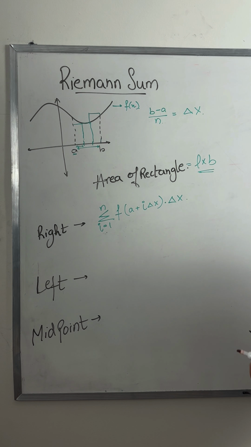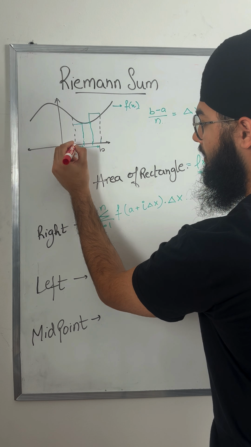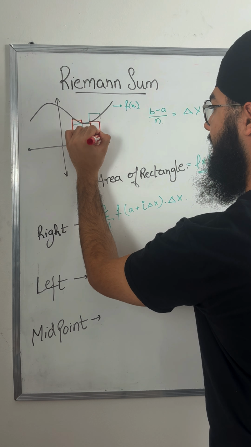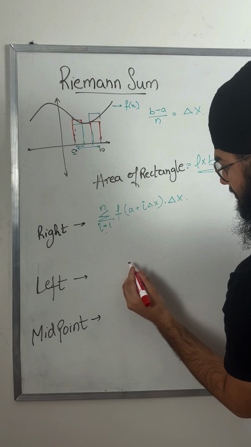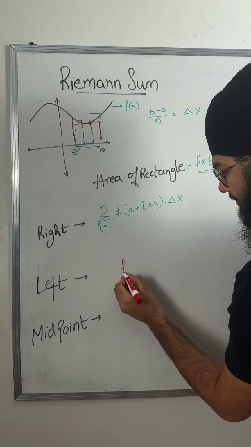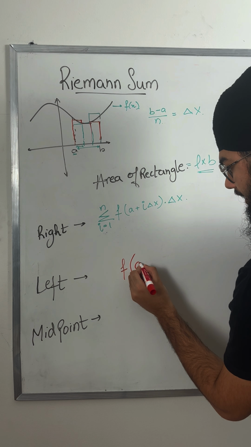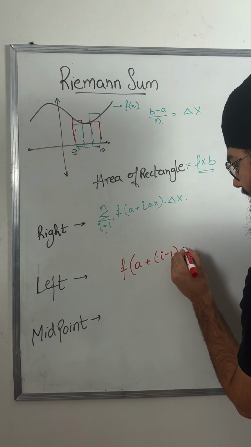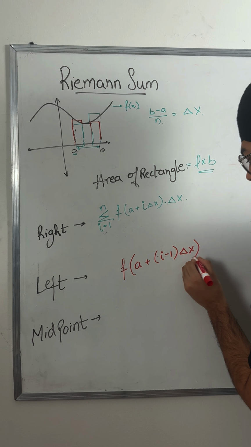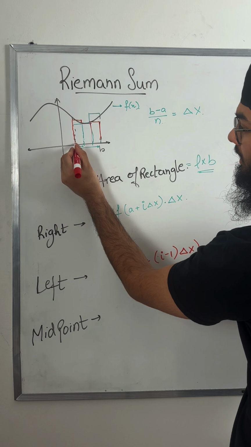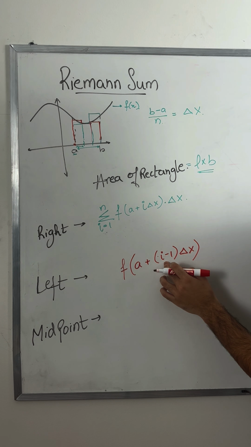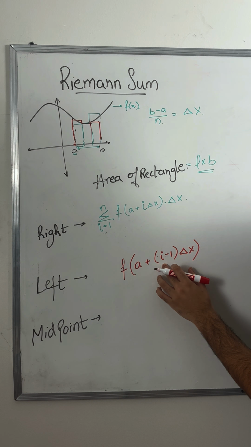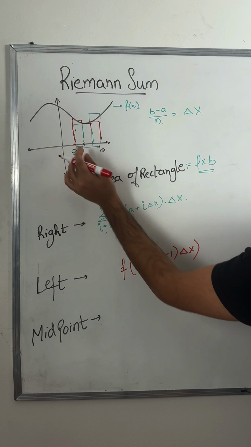So for my left Riemann sum, I'm going to start drawing my rectangles from the left side of my subintervals, which are going to look something like this. The width of all of my subintervals is going to remain the same, which will be delta x. And to find the length, I can generalize my formula as f of a plus i minus 1 delta x, as I'm trying to find all the lengths from the left side of my subinterval. The length of the first one will be given by f of a, the second one will be given by f of a plus delta x, and so on, where my i goes from 1 to n.